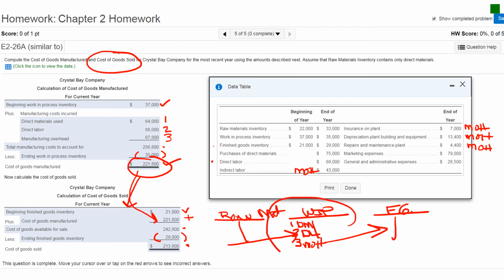Once we figure out your cost of goods manufactured from WIP, we then transfer that to finished goods. That's essentially what we're doing in this problem. And then from finished goods, once you've sold those finished goods, it becomes cost of goods sold. So I just wanted to show you a quick T account illustration. This is really all about cost flow. So again, this is your chapter 2 homework.